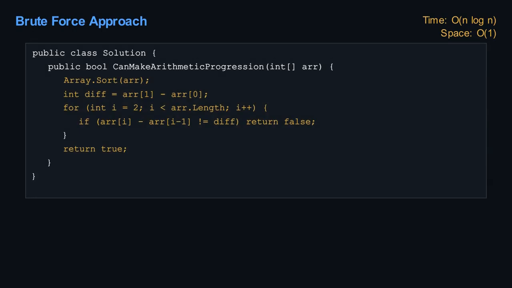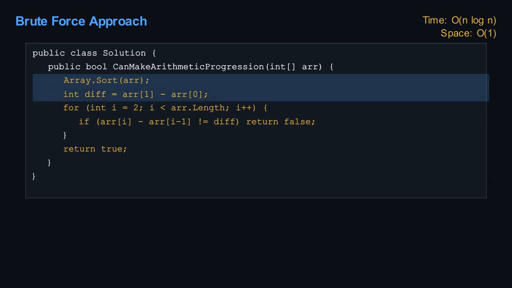The most straightforward approach is to sort the array first. Once sorted, we just need to check if the difference between adjacent elements is constant. We calculate the initial difference between the first two elements, then iterate through the rest of the array, comparing each subsequent difference. If any difference doesn't match, it's not an arithmetic progression.